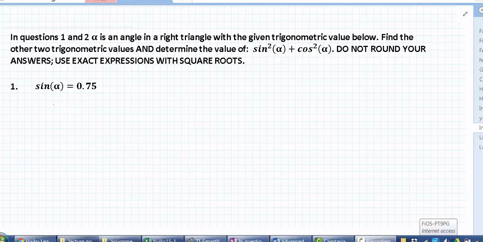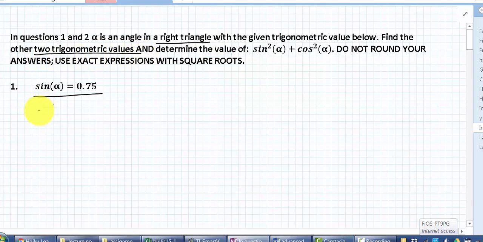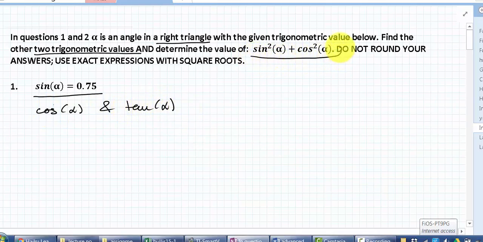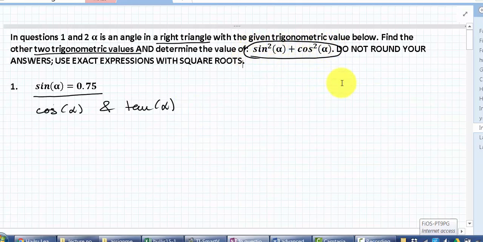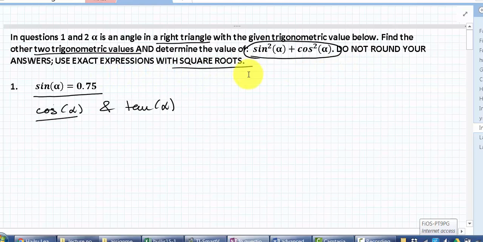In questions 1 and 2, I'm giving you the trigonometric value of an angle alpha, and alpha is an angle in a right triangle. I'm asking you to find the other two trigonometric values of alpha: the cosine of alpha and the tangent of alpha. I'm also asking you to find sine squared plus cosine squared. After you find cosine alpha, you can find sine squared alpha plus cosine squared alpha. Be careful, do not round your answers, do not use decimals. I want you to use the exact expression, so it will involve some square roots.